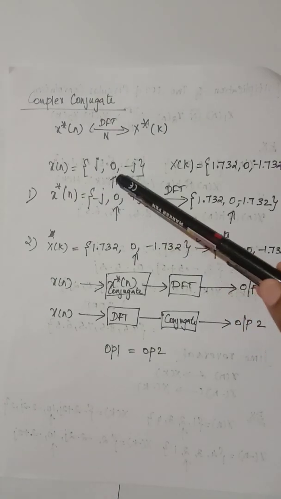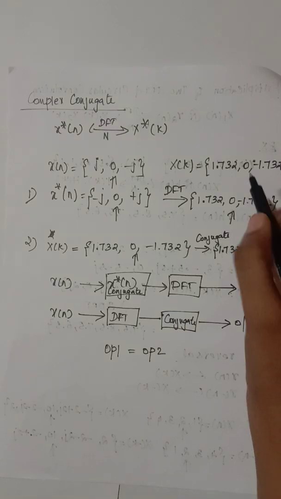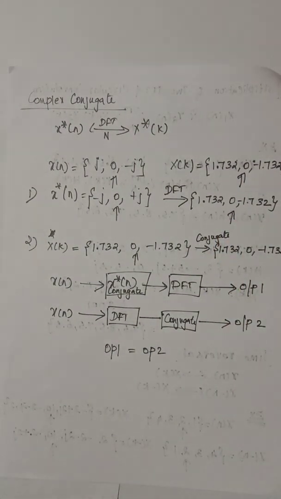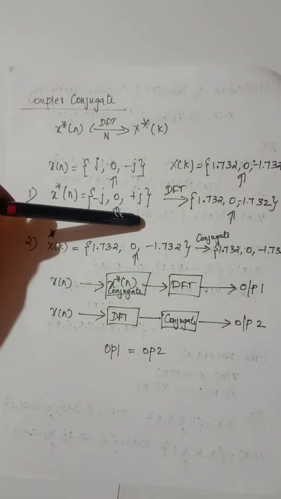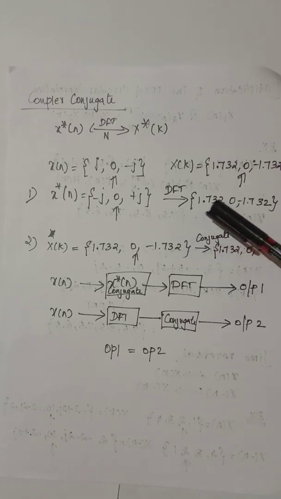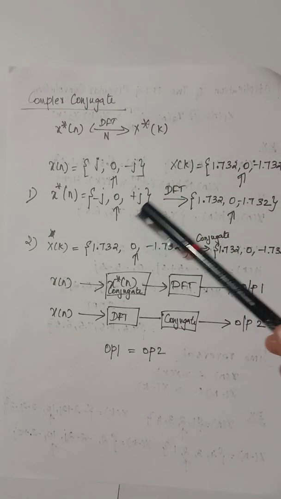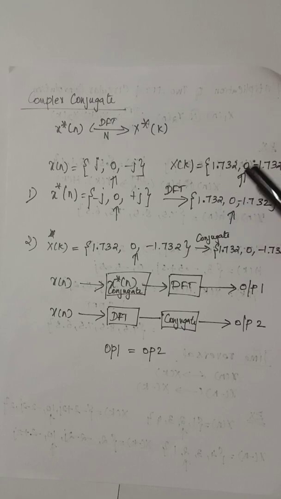Consider x of n as j, 0, minus j, and its X of k is 1.732, 0, and minus 1.732. Then if I perform the conjugate of x of n, I conjugate these values, giving minus j, 0, plus j. Then when I perform DFT, I get 1.732, 0, minus 1.732. Since we know that if the input is imaginary, the output will be a real sequence, here you are not getting any complex values. So we may not be able to see the difference, but both outputs are the same.